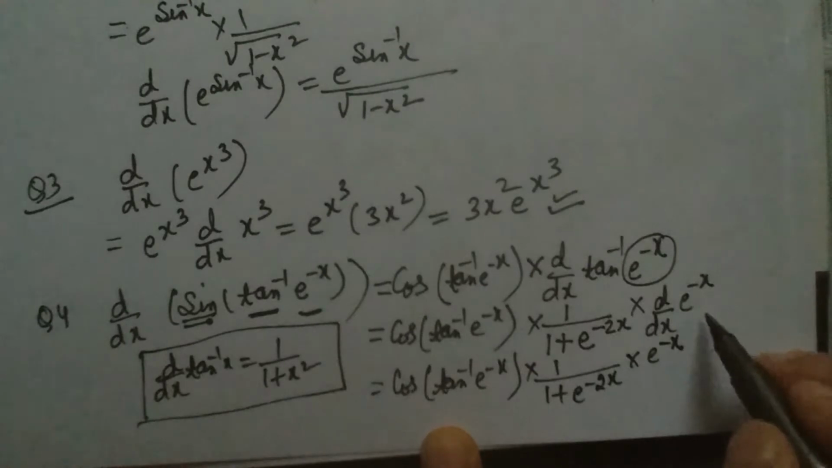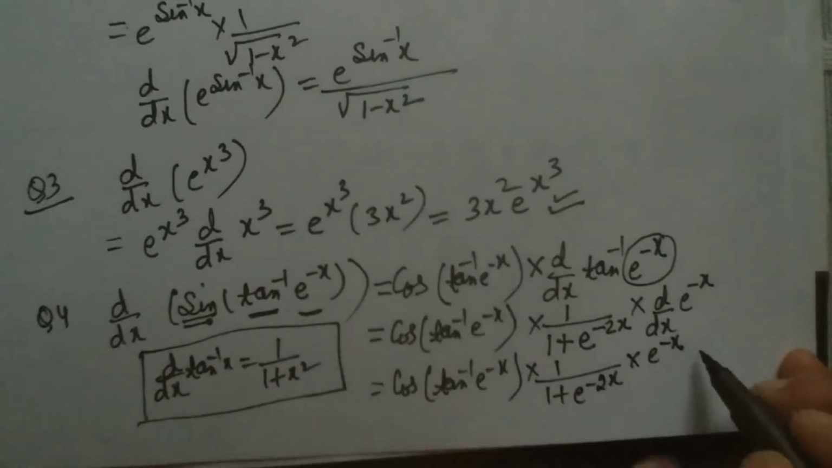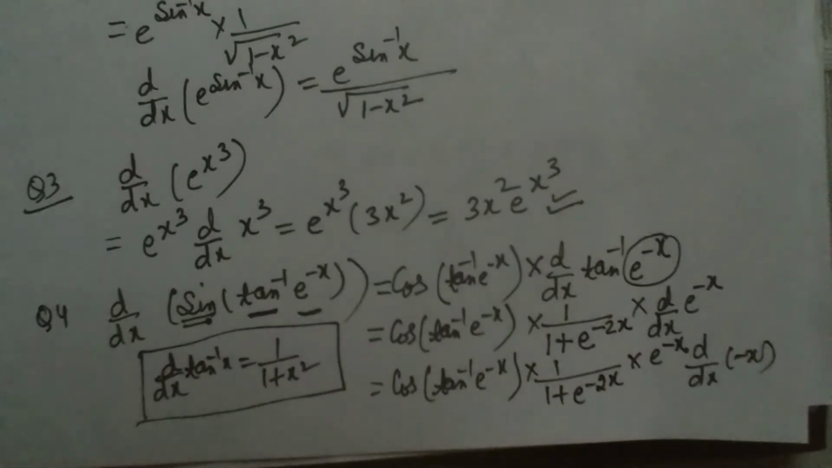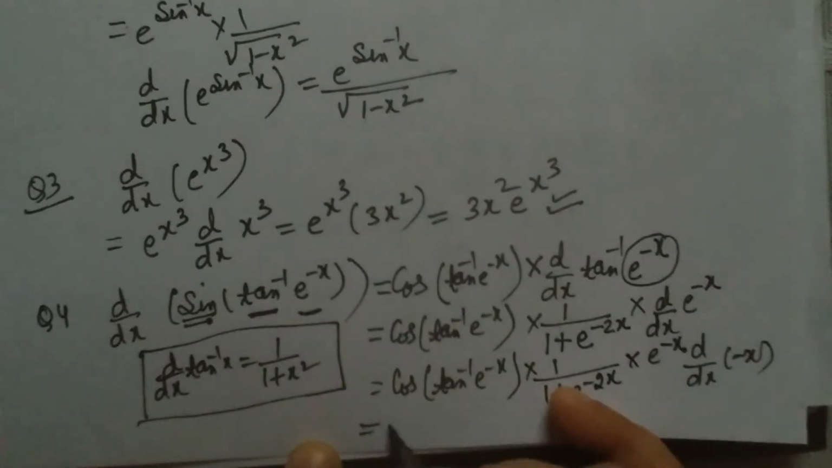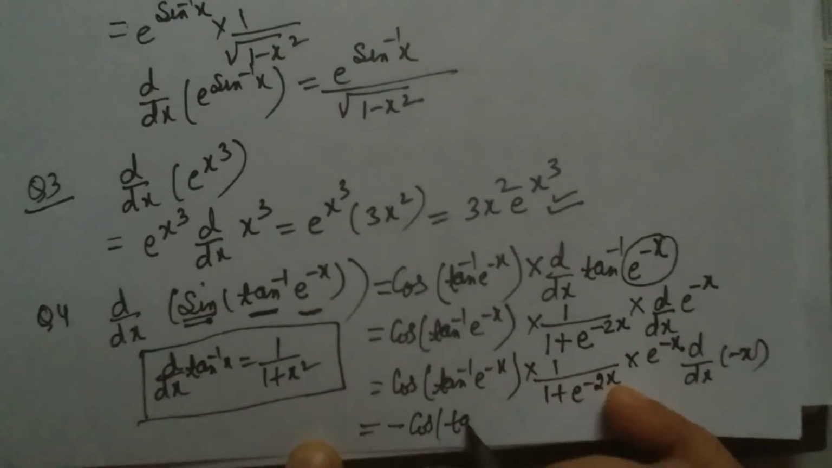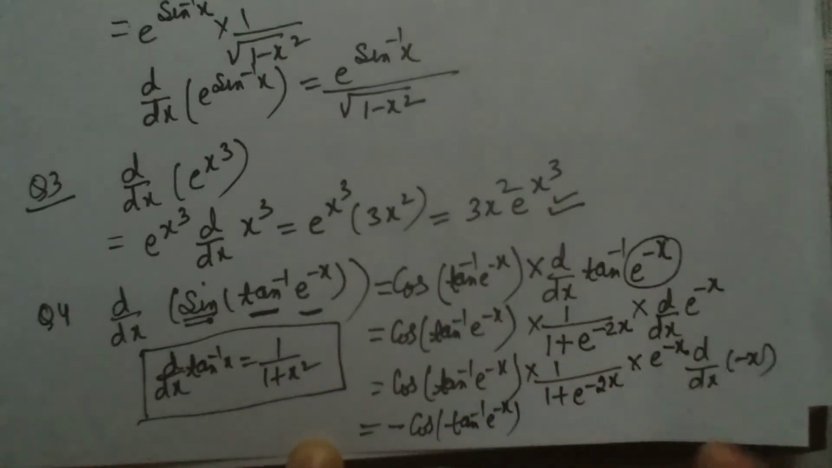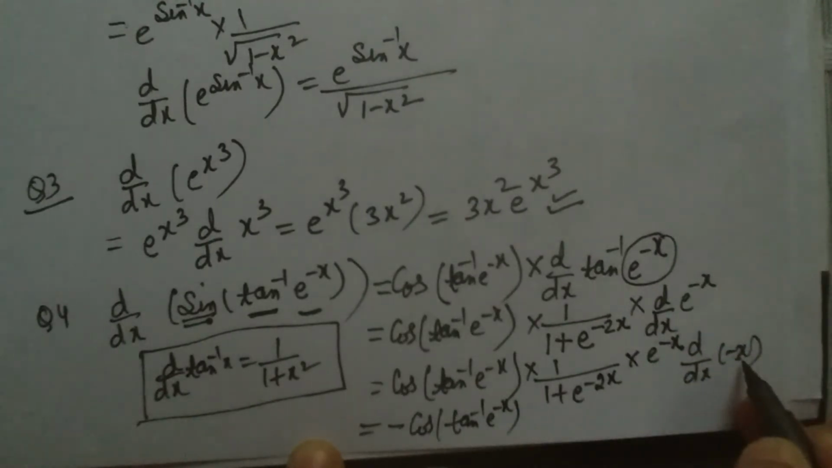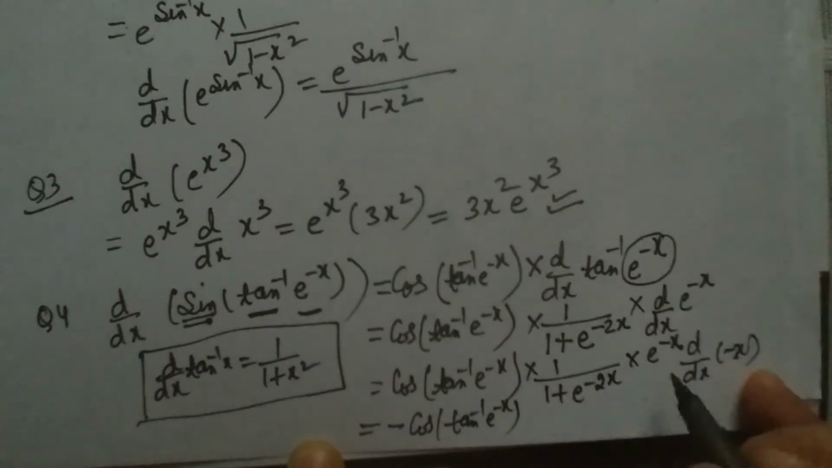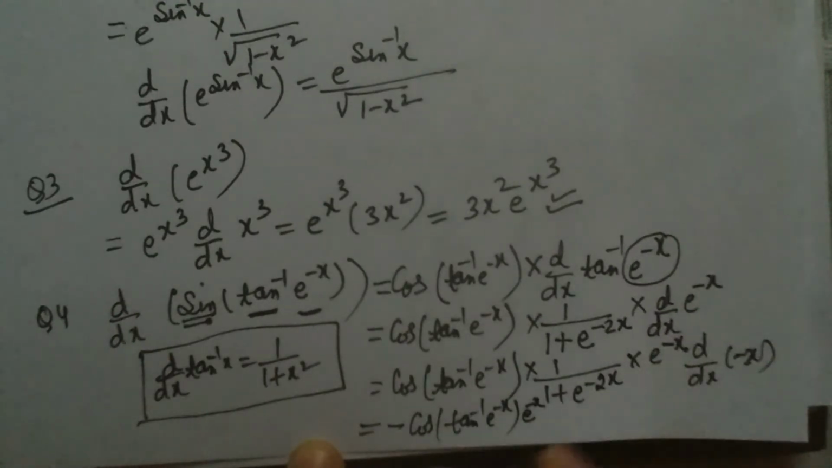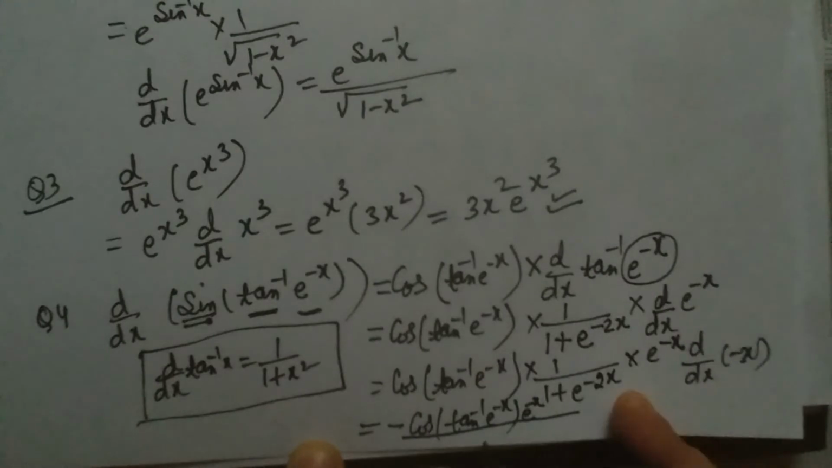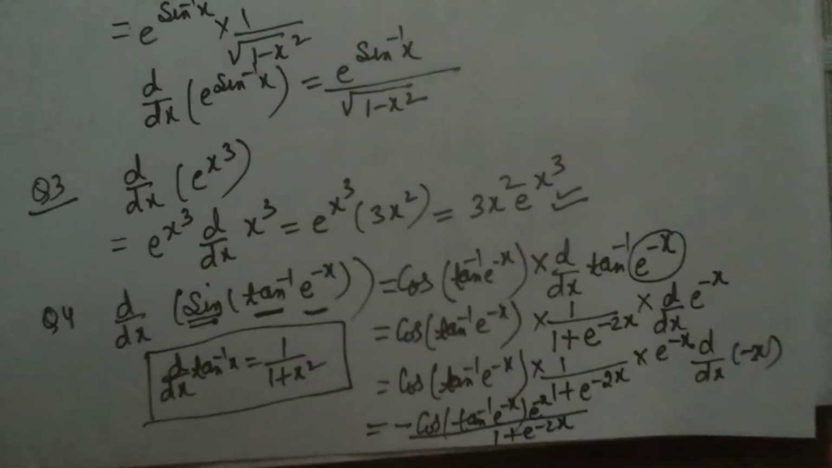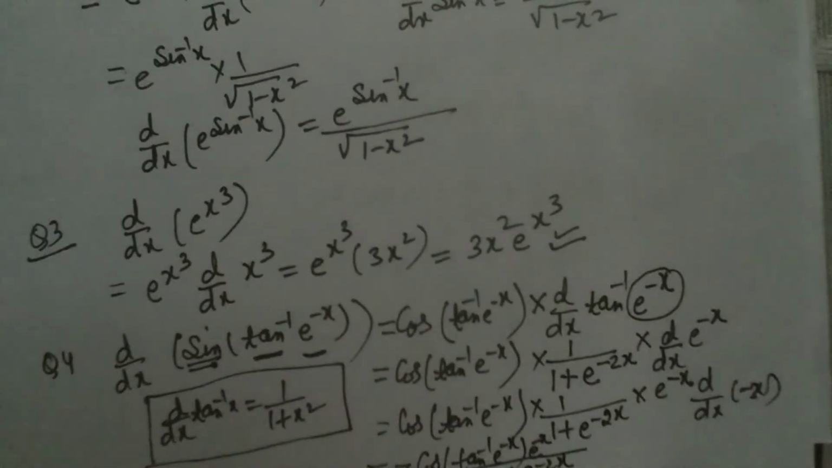The derivative of e raised to power minus x is e raised to power minus x, but then we need d dx of minus x. What is it? It is minus 1. So I will carry it out as minus cos tan inverse e raised to power minus x, into e raised to power minus x, divided by 1 plus e raised to power minus 2x. So this is how we will differentiate this function.